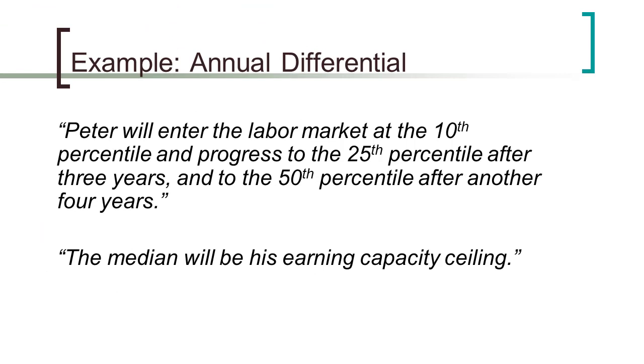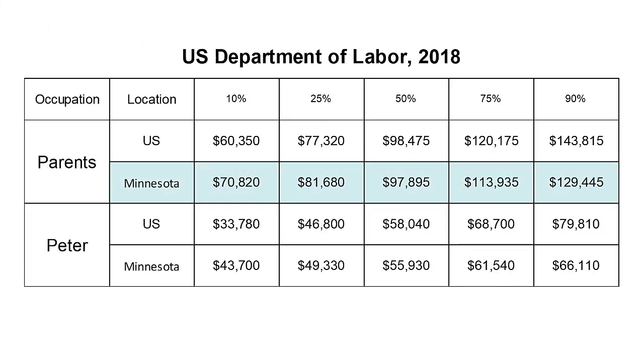Another key part of the annual earnings differential is the trajectory of growth. Everyone who is successful in an occupation experiences increased earnings, but the slope of that trajectory of increase is usually not as good for people with disabilities as it is for people without disabilities. For Peter, we projected that he will enter the labor market at the 10th percentile and progress to the 25th percentile after 3 years. After another 4 years, he will hit his earnings ceiling at the median, or the 50th percentile.